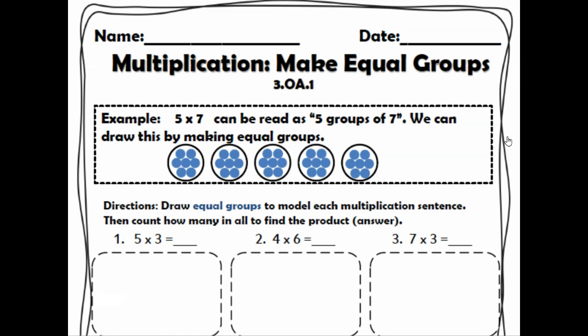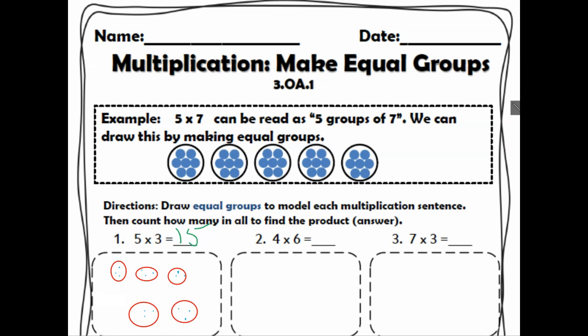How many groups do I have? 5. 1, 2, 3, 4, 5, right? Okay. And then how many in each group? 3. 1, 2, 3. 1, 2, 3. 1, 2, 3. So what's the total? 15, correct. Nice. Okay.